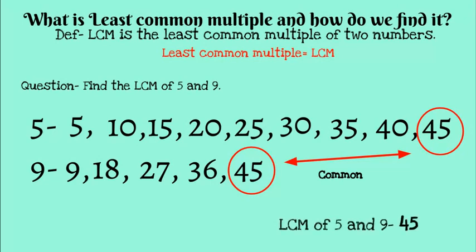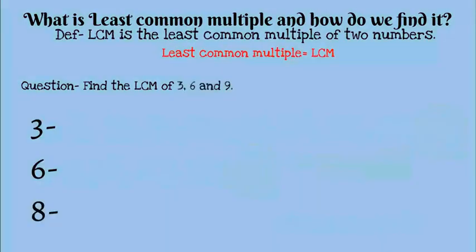And they are the least common multiples since I don't see any other common multiples before 45 and 45 from 5 and 9. So the least common multiple of 5 and 9 is 45. So 45 would be the answer to this problem. I hope you understood, and let's move on to the second problem.